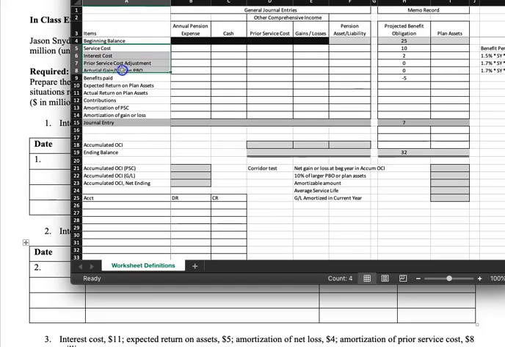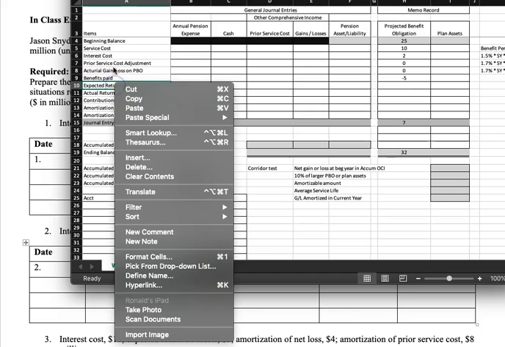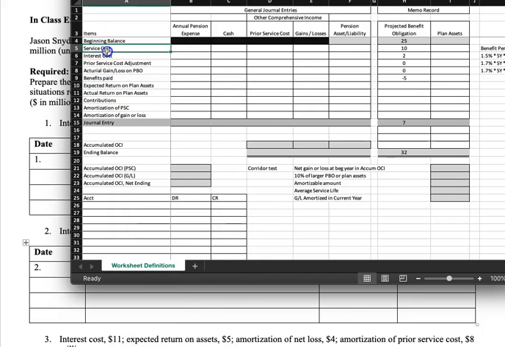So notice these first 5 items go into our actual PBO. Starting with benefits paid, the next 4 go into our planned assets. And then interest cost, service cost, expected return, amortization of the prior service cost, and amortization of gain or loss all go into the pension expense for that year. Now let's talk about these last two, amortization of PSC and amortization of gain or loss.